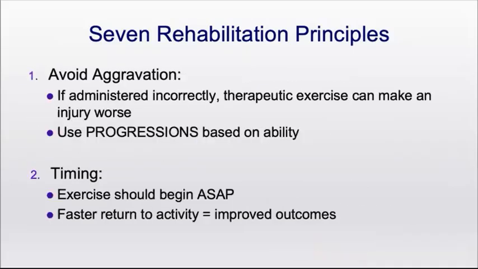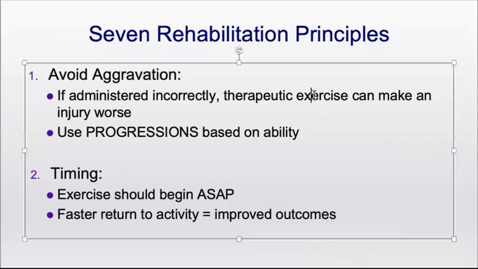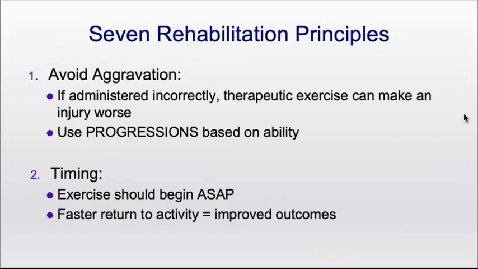Number 1 is sort of the cardinal rule, and it's even in the Hippocratic Oath for medicine, but basically says do no harm. Okay. This is your primary goal. If you're administering exercise or rehab incorrectly, you could worsen the injury, and that is absolutely contrary to our goals. You could cause further injury, and you can cause negative side effects.